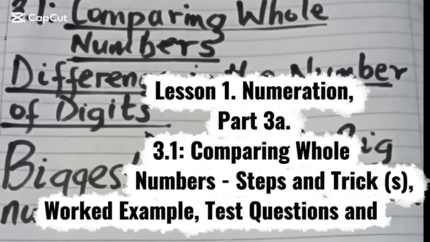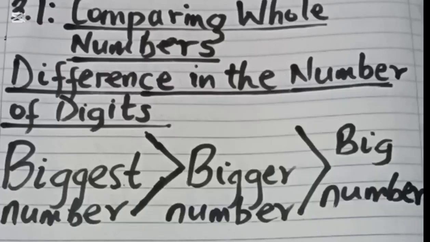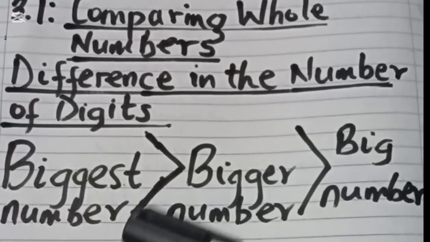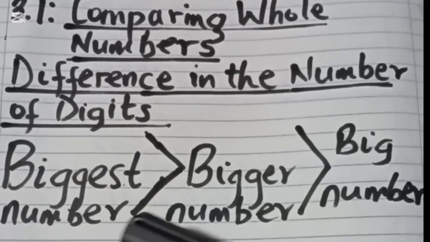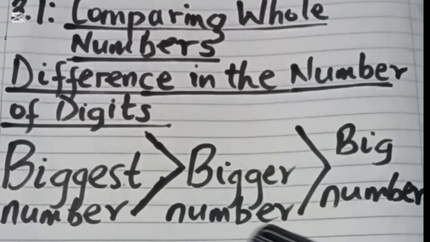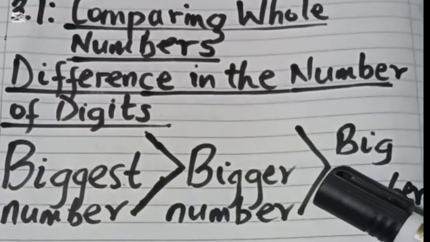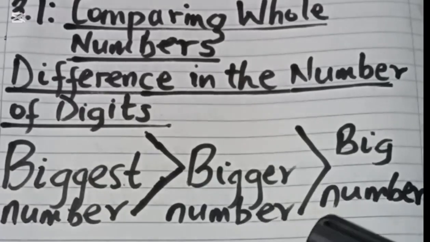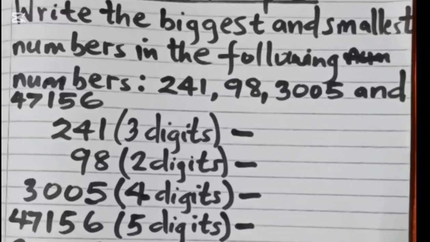When there is a difference in the number of digits, the number with a higher number of digits will always be bigger than the number with a smaller number of digits. In this case, when using the greater than and less than symbol to compare two numbers, the diverging arm of the symbol will face the bigger number while the converging arm will face the smaller number. And when comparing these two, you see that the diverging arm is facing the bigger number and the converging arm is facing the smaller number.